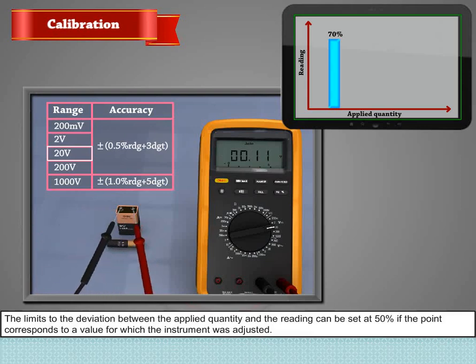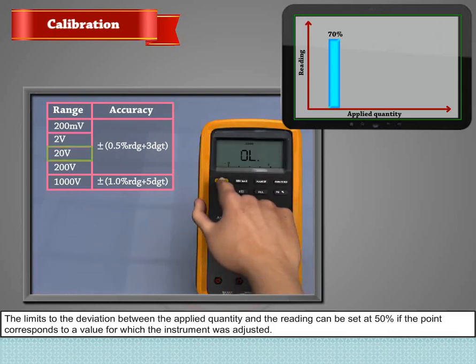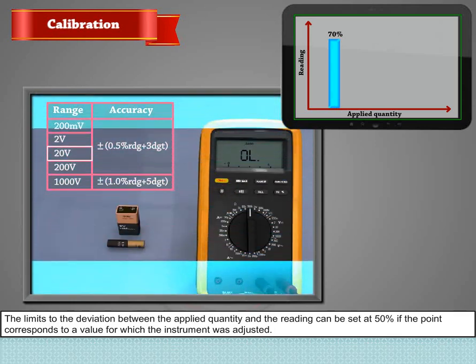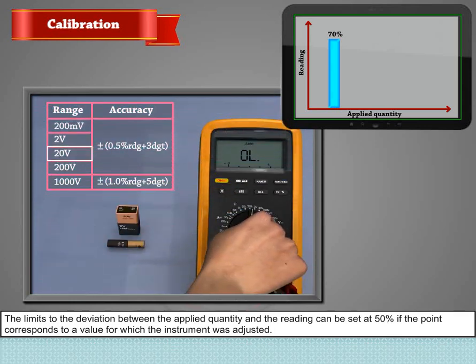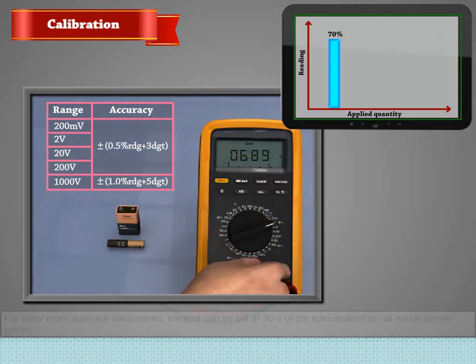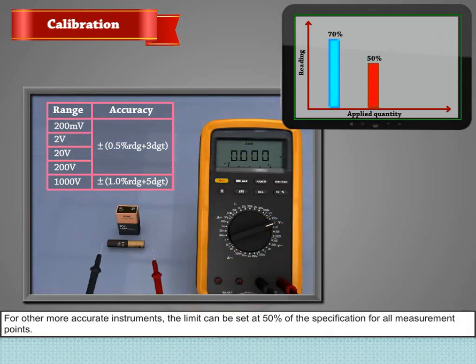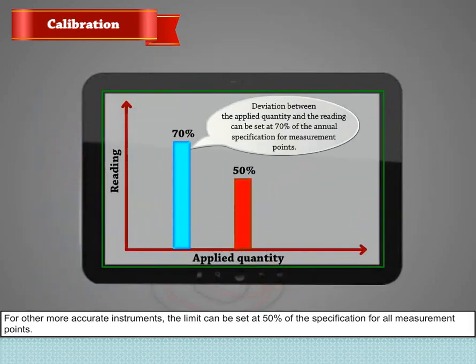The limits to the deviation between the applied quantity and the reading can be set at 50% if the point corresponds to a value for which the instrument was adjusted. For other more accurate instruments, the limit can be set at 50% of the specification for all measurement points.